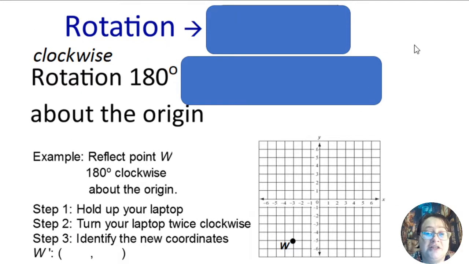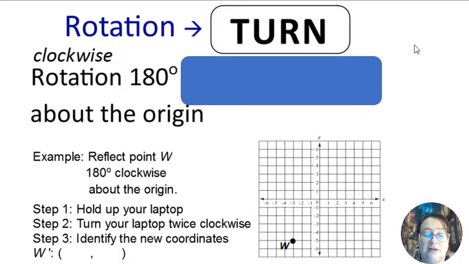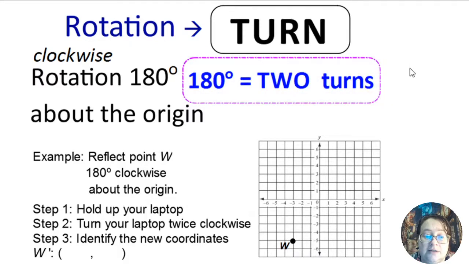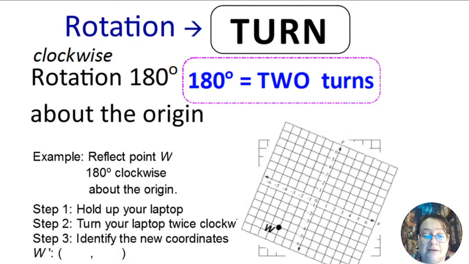Now, a rotation, remember, is a turn. A clockwise rotation, 180 degrees about the origin, is going to be 2 turns. So for our example, reflect point W 180 degrees clockwise about the origin. Again, you can turn your laptop, or you can take a picture with your phone and turn your phone to be able to see that picture in its rotation. So turn it twice clockwise.